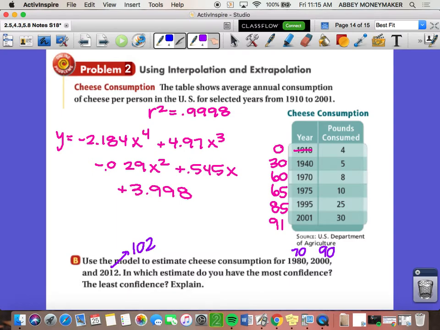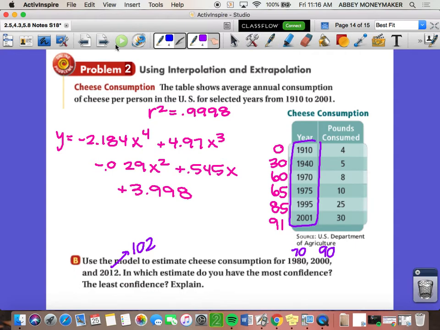Okay. Let's think about this. Between 1980, 2000, and 2012. Look at your table, right? Your years go from 1910 to 2001. So, which point, 1980, 2000, or 2012, which one would you be the most confident with fitting in that table? 1980? Why? It's kind of like near the middle of the table, right? Okay, so it's probably going to fall in line with the points that are centered around it. Which one would you be least confident with? 2012. Why? It's not even in the table, right? It's totally outside the table.